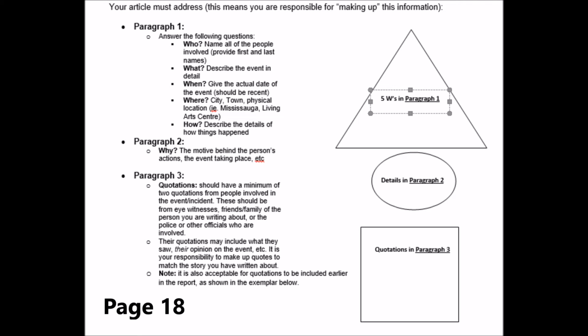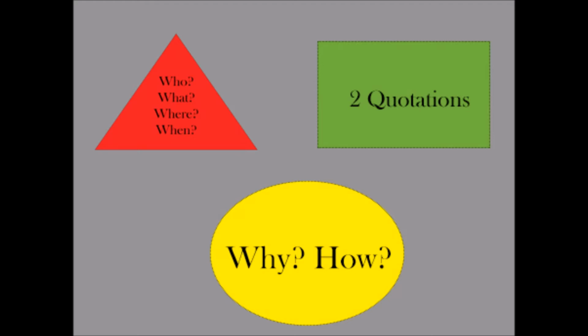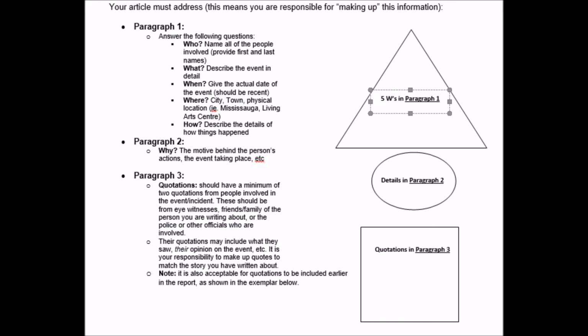Okay, so there's a lot of information on page 18. But take a look at that triangle, circle, and square. Each of these represents a separate paragraph. At the very, very least, your news report has to be at least 3 paragraphs long. Depending on the complexity of your ideas, it might end up being even longer, but these are short paragraphs.